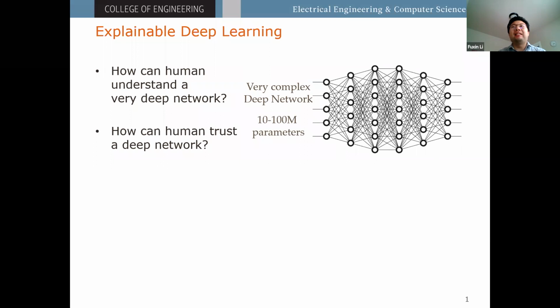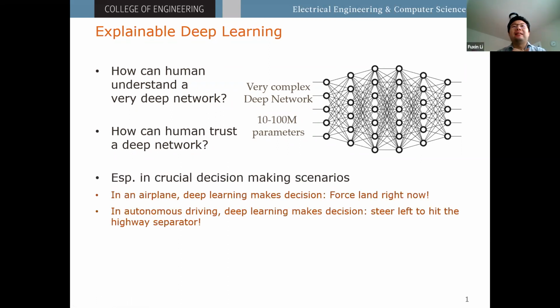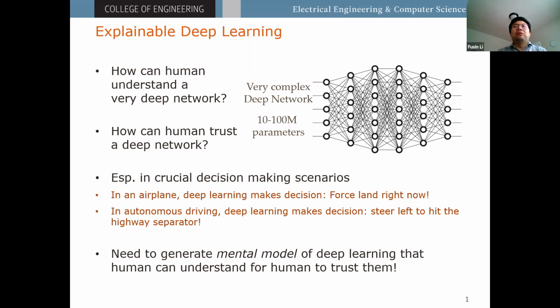There are a lot of implications in this research. One of them is that we want to estimate the uncertainty of those deep network classifiers, which we'll talk about later. But first of all, we just want to see how we can understand how the network makes decisions in the first place. More and more crucial decisions are being made by deep networks, in airplanes and autonomous driving. Nowadays there were numerous Tesla accidents that partially stemmed from this. Basically, what we want to do is to generate a mental model of deep learning so that humans can understand how CNNs make classifications.